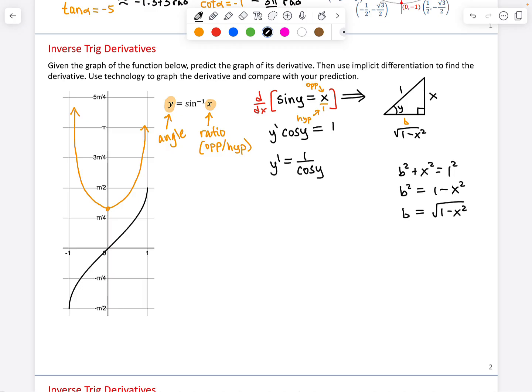So I now have a complete reference triangle, and I can use it to establish what the cosine of y is. The cosine of y is adjacent divided by hypotenuse. So that gives me radical 1 minus x squared, and then divided by 1, which I won't bother writing. So in summary, the derivative of the arc sine, or inverse sine, of x is equal to 1 over the square root of 1 minus x squared.